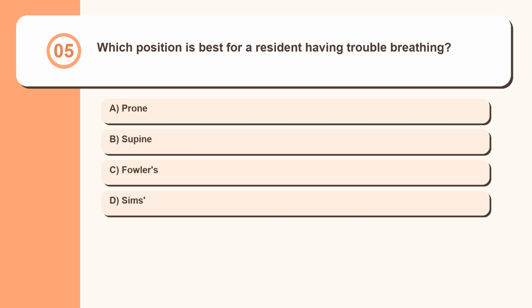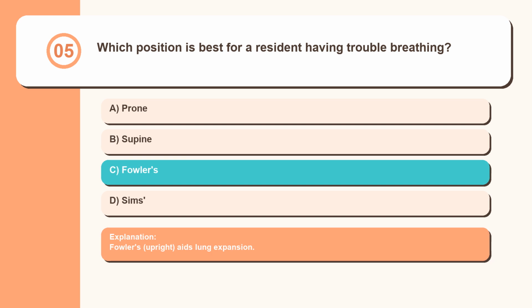Question 5. Which position is best for a resident having trouble breathing? Prone, supine, Fowler's, Sims. Fowler's, upright, aids lung expansion.